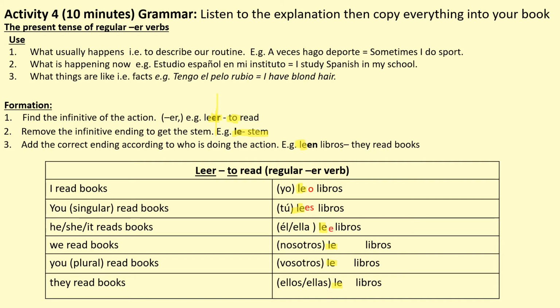lee libros. Okay, so that double E sound. We read books, leemos libros. You plural read books, leéis libros. Notice that has an accent on the first E. And finally, they read books, and this is for both masculine groups, or feminine groups, or mixed groups, leen libros. So pause your video now and write everything down.